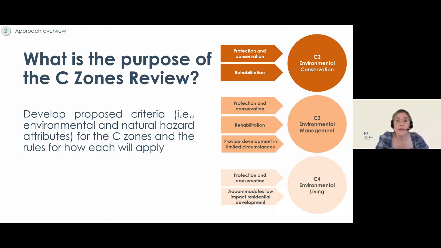What is the purpose of the C zones review? The purpose of the review was to undertake a review and develop a consistent approach for identifying land across the Northern Beaches with important environmental values, and land that may be subject to hazards that should be protected and managed through a C2, C3 or a C4 zone. As previously said, the C1 zone comprises existing national parks, nature reserves and conservation areas established under the National Parks and Wildlife Act, and as such, it was not included as part of the conservation zones review.